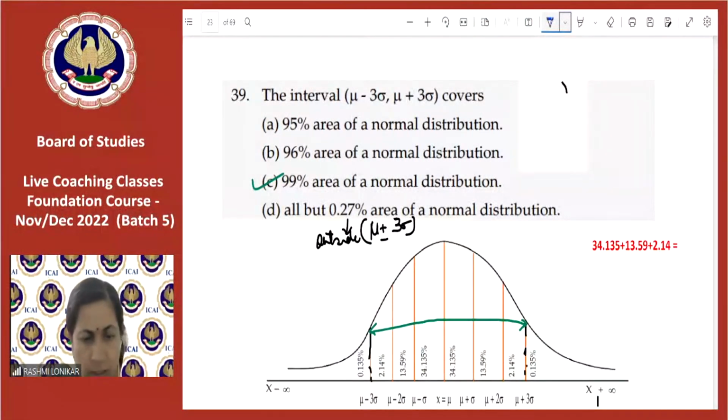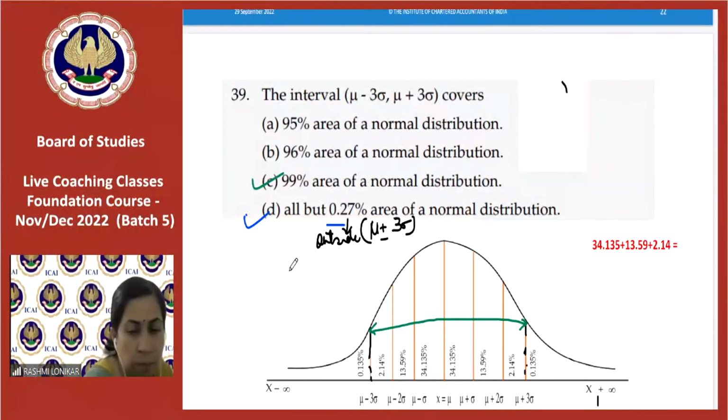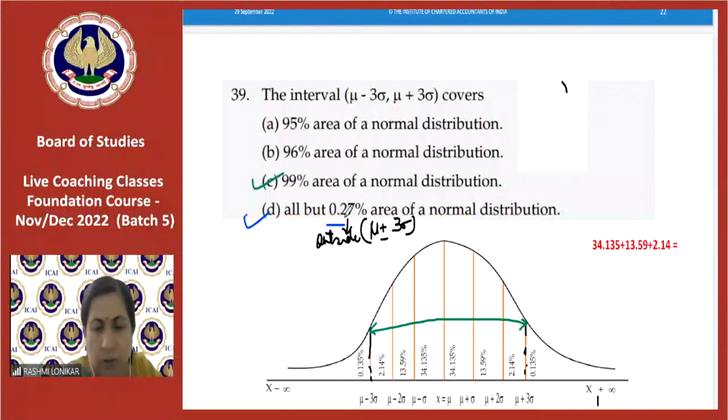Okay, 39th here in the book, this D is given as the answer. So you can do it this way, or it is covering all area except for 0.27. So you can take this also. They will not give you something that is so close in terms of answering, but all but 0.27 is also the correct answer. Okay. Yes, Bala. Okay.